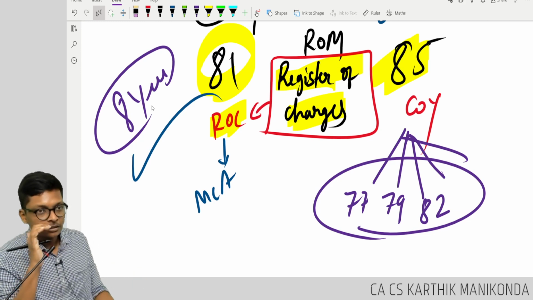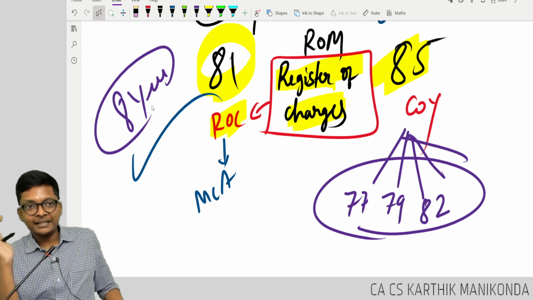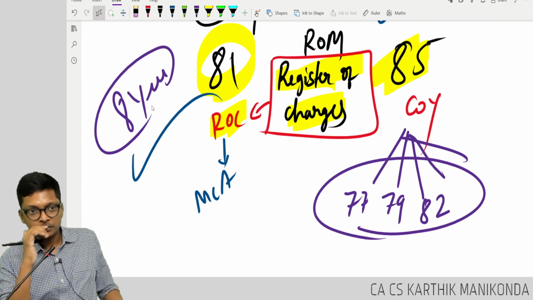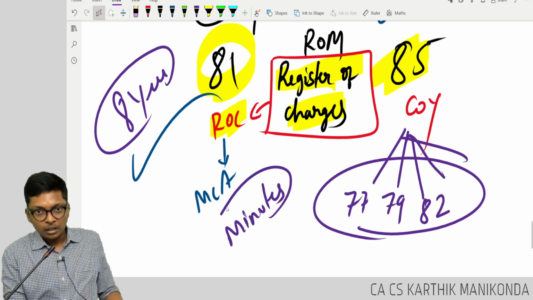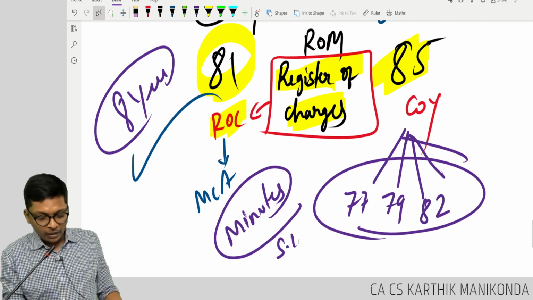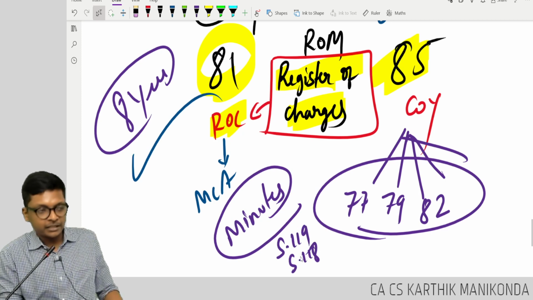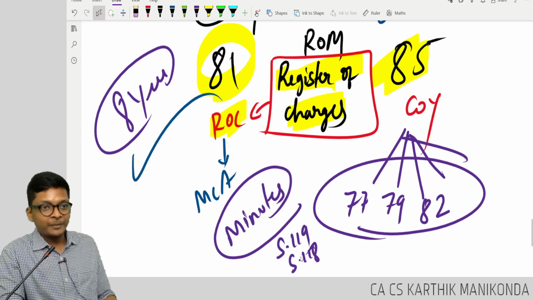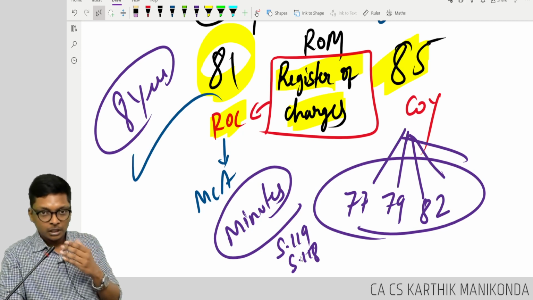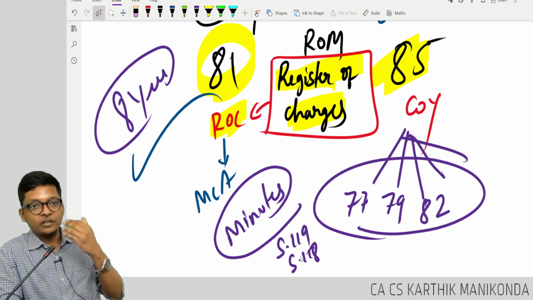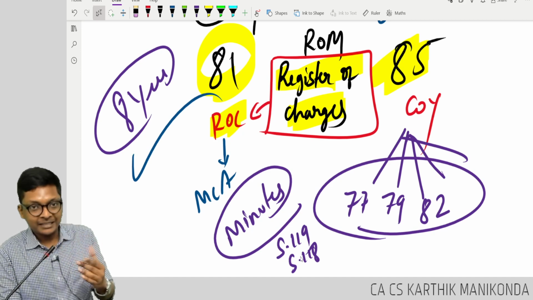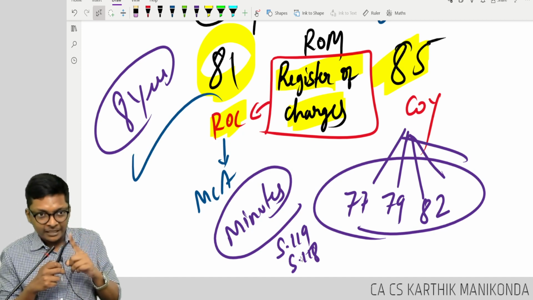Permanently we will maintain. You will maintain it permanently, guys. Which one? Minutes. Minutes in section 119 and section 118. Minutes and inspection of minutes. Will be maintained permanently. The minutes document, minutes of meeting, will be maintained permanently. That is the only document which is maintained permanently.